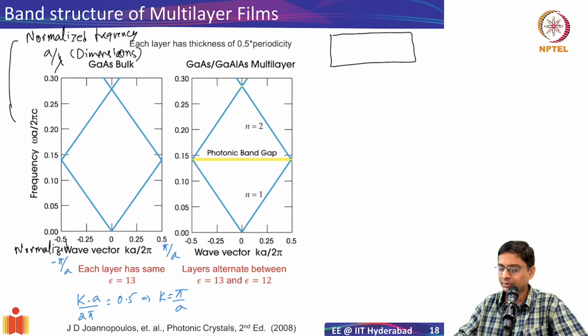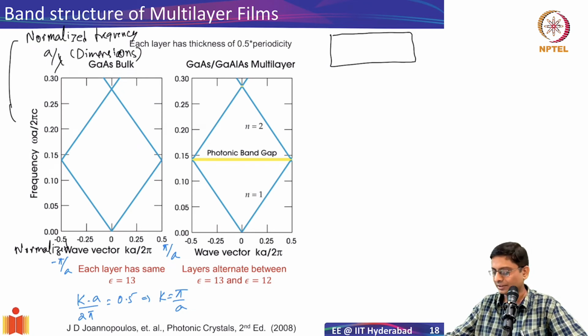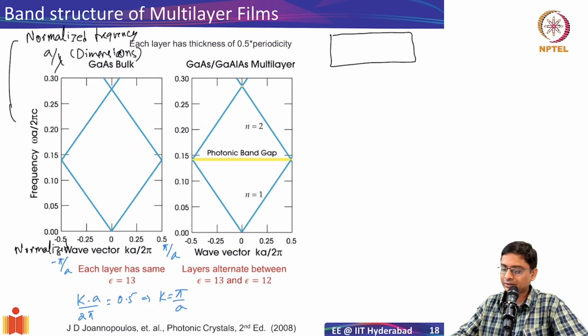In those extremes, that's why the bands are bending back and you see this. So now something interesting happens when we introduce slightly different materials. So in the second graph, the middle graph here, these are alternating layers with dielectric constants epsilon equal to 13 and epsilon equal to 12.